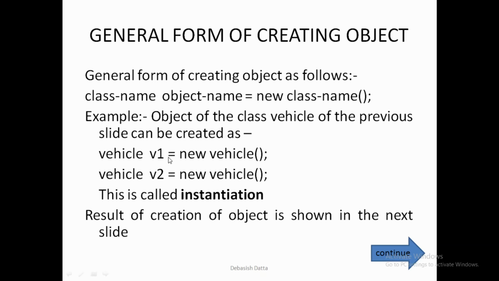For the time being, if you want to create a few objects of the class vehicle, we can do it like this. First, the name of the class, as the general structure suggests. Here it is vehicle, then the name of the object, then equal to sign, then the new operator, then again the name of the class with opening and closing brackets. Here we have created two objects, namely v1 and v2.